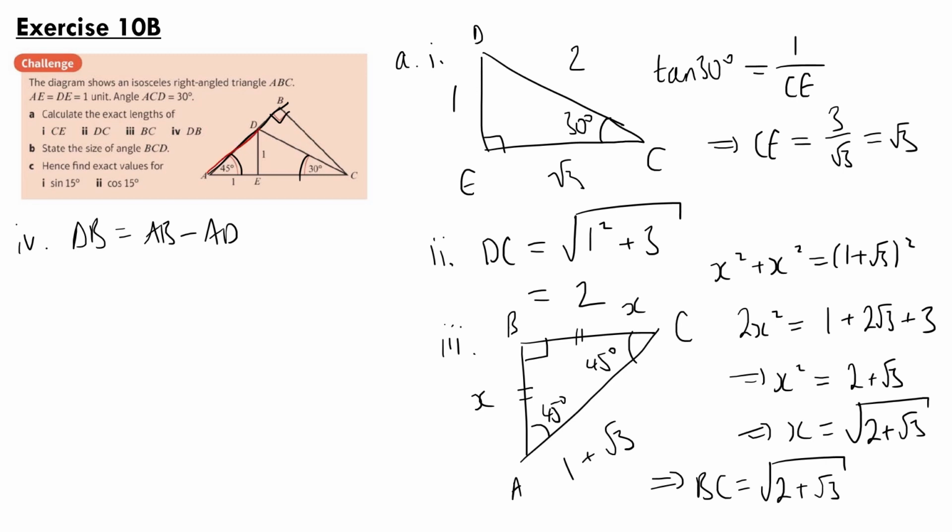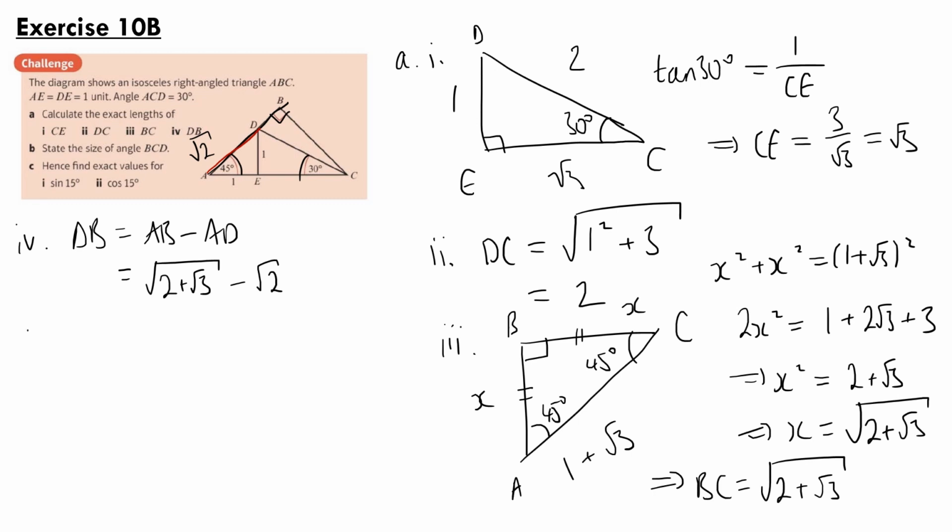And we know that the length AB is equal to BC, which is the square root of 2 plus root 3. Now to find the length AD, we can use Pythagoras on the triangle ADE. So this is the square root of 1 squared plus 1 squared, which is root 2. And so DB is equal to the square root of 2 plus root 3 minus the square root of 2.